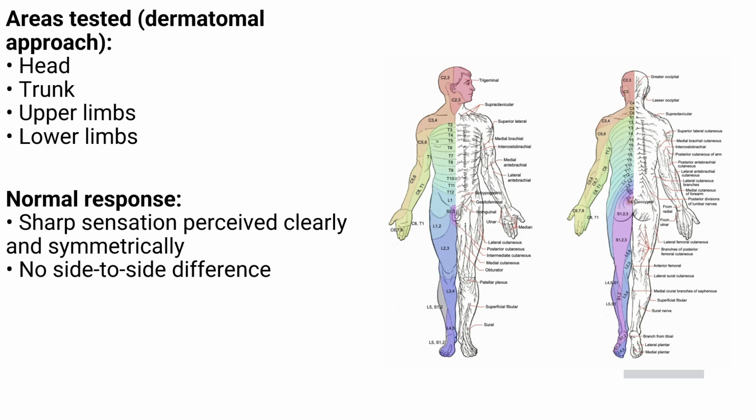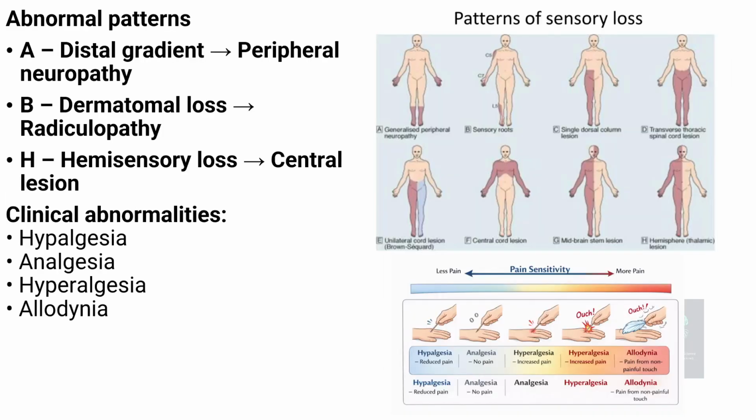Assessment is performed using a dermatomal approach, covering the head, trunk, upper limbs, and lower limbs. A normal response is clear perception of a sharp sensation, with symmetrical findings and no side-to-side difference. Abnormal patterns help with localization. A distal gradient of sensory loss suggests peripheral neuropathy. Dermatomal loss points to radiculopathy, and hemisensory loss raises concern for a central lesion. Clinically relevant abnormalities include hypalgesia, analgesia, hyperalgesia, and allodynia.